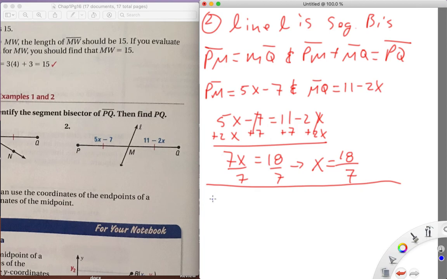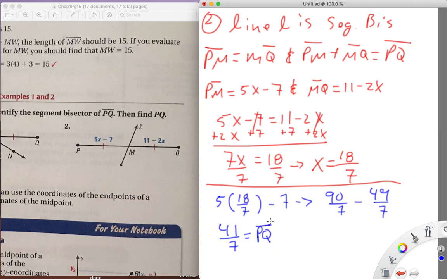I'll plug in 18, I use the PQ, so 5 times 18 sevenths minus 7 gives me 90/7 minus 49/7, and then I get 41 over 7 equals PQ. Sorry, PM.